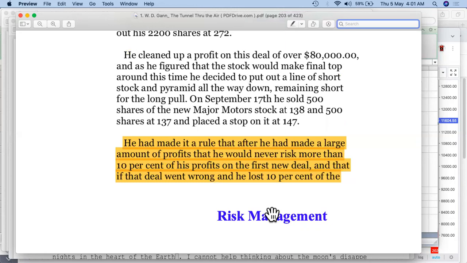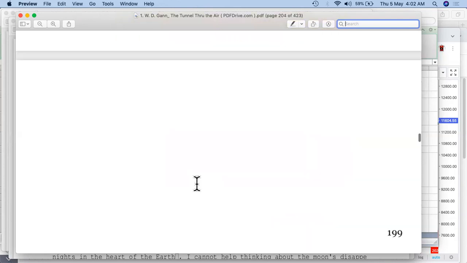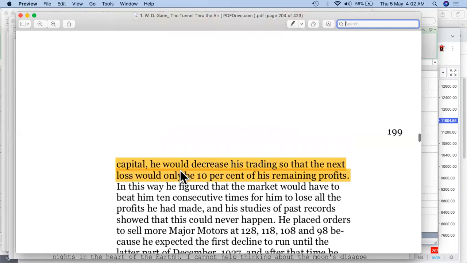What he says is he had made it a rule that after he had made a large amount of profits, he would never risk more than 10% of his profit on the first new deal, and that if that deal went wrong, he lost 10% of capital, he would decrease his trading so that the next loss would only be 10% of his remaining profits.